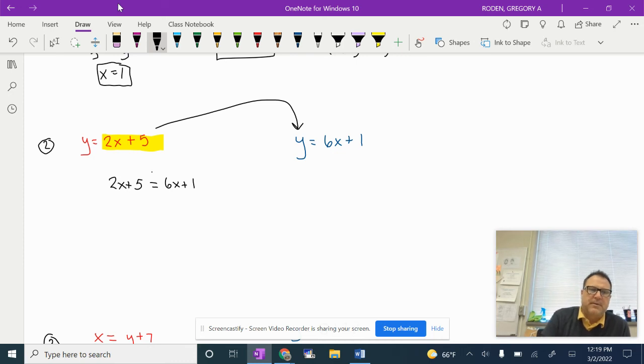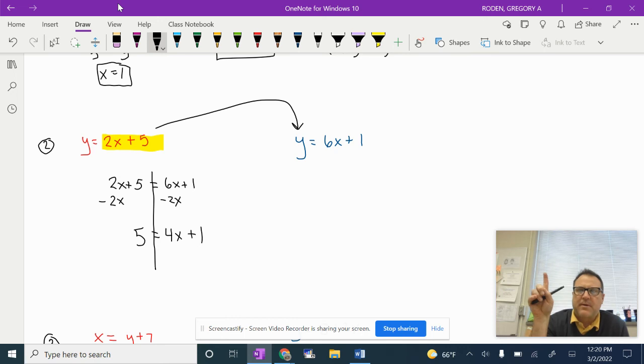Now, again, I have variables on both sides, so I'm going to subtract 2x's from both sides. I always like to attack the weaker variable, okay? And then after that, I'm going to get 5 equals 6x minus 2x is 4x. So I get 4x plus 1, okay? Now, after that, I'm going to subtract a 1 from both sides.